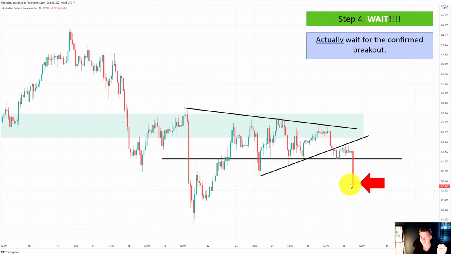We see that the market did break out very strongly, so this is another very important piece to the puzzle. Also, how did the market behave pre-breakout?